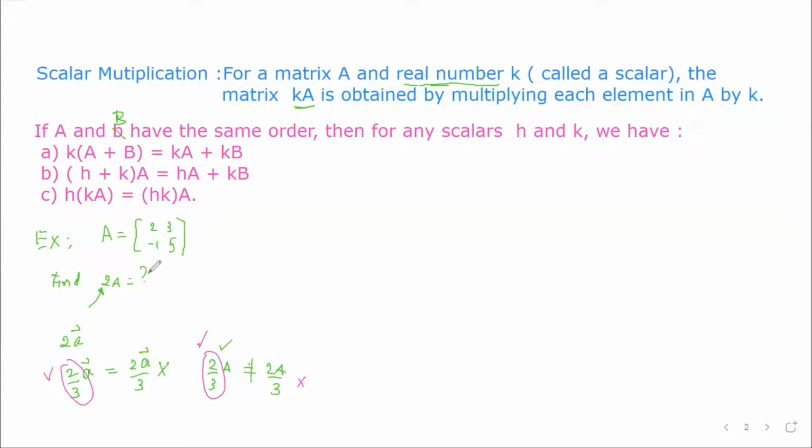Okay, now we come back to this. If I want you to find 2A, this is just 2 times each element inside the matrix A: it becomes 4, 6, -2, and 10. That's all. That's the meaning when you multiply by a scalar like this.